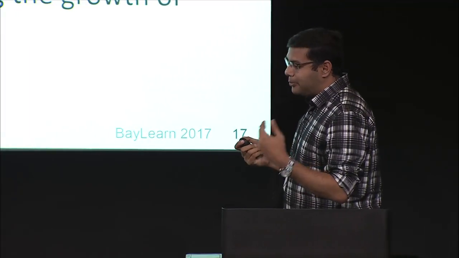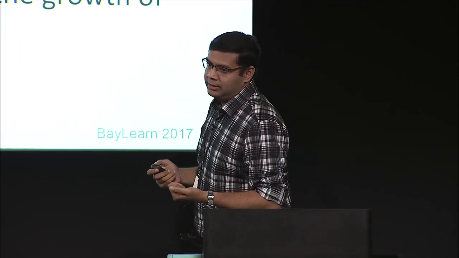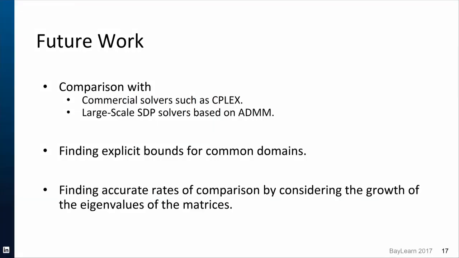So finally, I just want to briefly talk about some of the future work. We want to compare this with various commercially available solvers like Simplex, or with large-scale SDP solvers such as ADMM. These are hard things to do in practice, but we want to do that. And from a theoretical point of view, we want to give explicit small sample bounds for some of the common domains. And finally, the exact rate can be found by analyzing how the eigenvalues grow of the matrices that we are involved with.